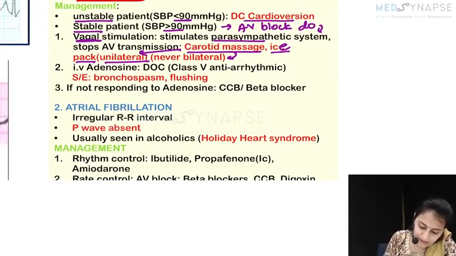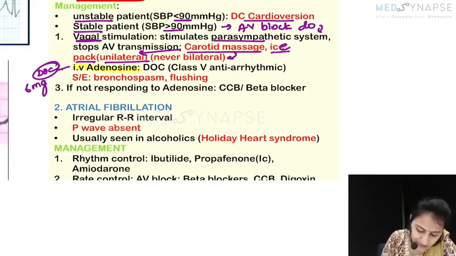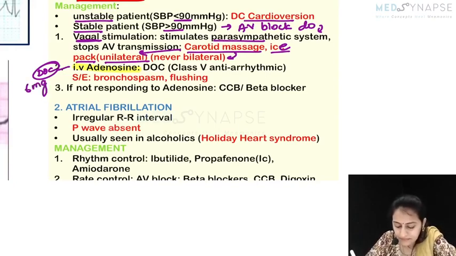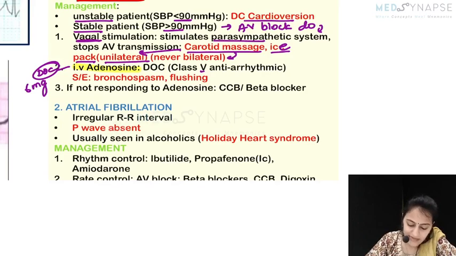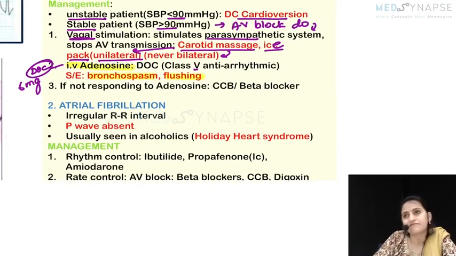What is the drug of choice? Adenosine. Always IV. The drug of choice is IV adenosine. The dose is 6 milligrams. Adenosine is a class 5 antiarrhythmic. Remember, this is an antiarrhythmic drug which can cause bronchospasm and flushing.